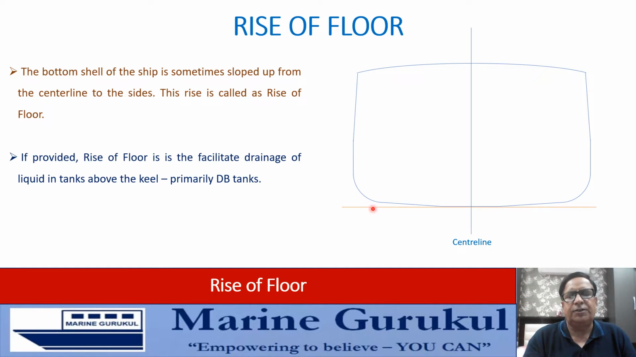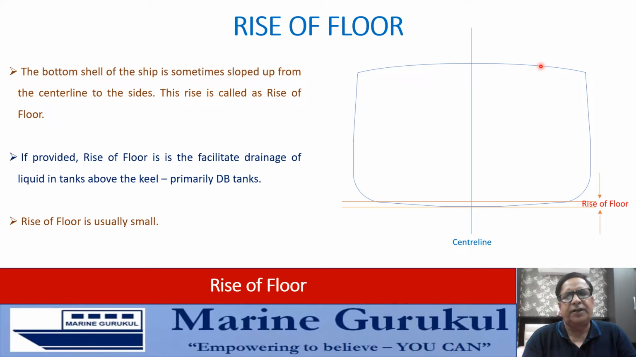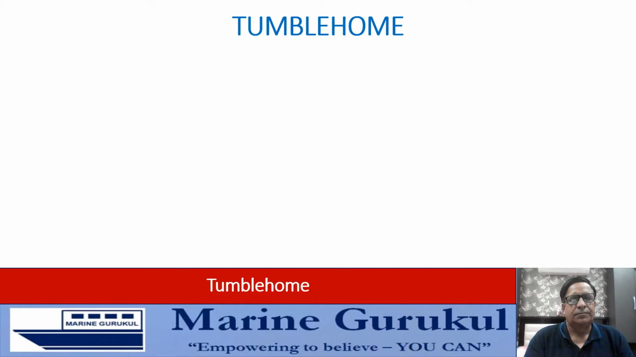So we draw a tangent to the keel at the center line, then we draw another line where the turn of bilge starts, and this difference in the level of the keel is what is called as the rise of floor. Now this rise of floor, if provided, is to facilitate the drainage of the liquid in the DB tanks to the pump suction. Rise of floor, if provided, is usually of a small value because it is just to facilitate drainage of the liquid to the suction.